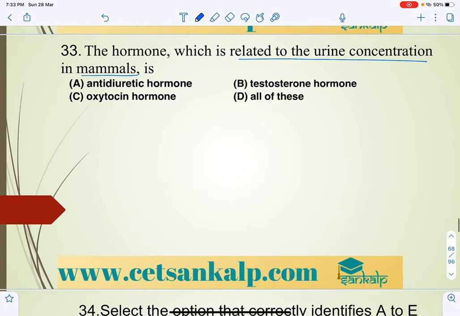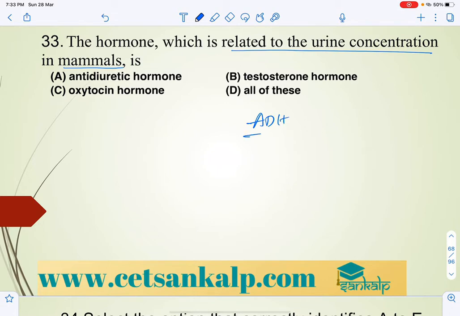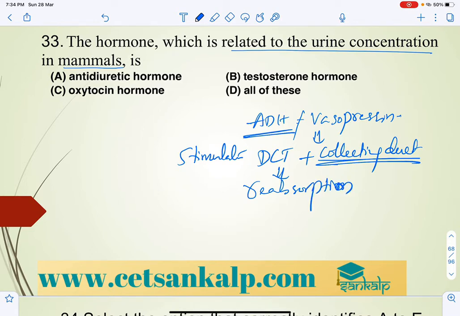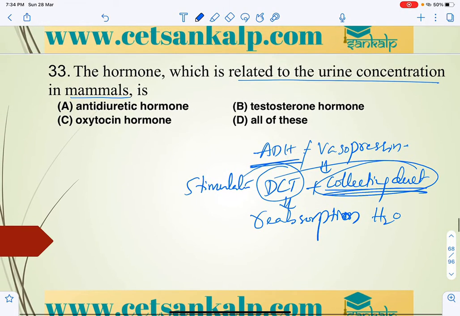So we know that ADH, which is also called vasopressin, stimulates the DCT and collecting duct, and helps in the reabsorption of, it is very important, mainly water from these renal tubules, collecting duct. So that is what you can say urine concentration.